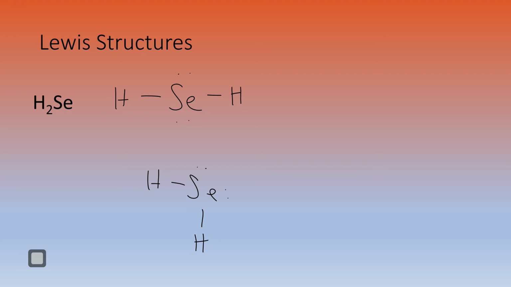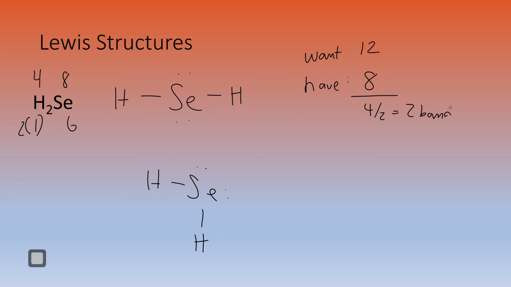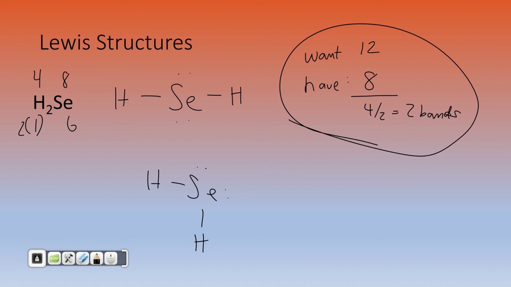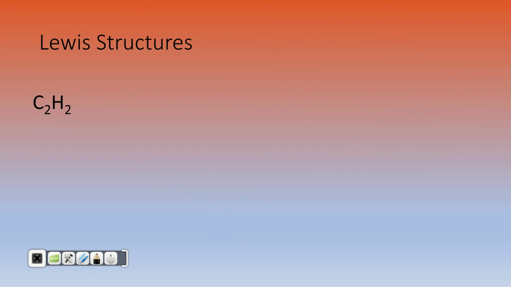Okay? And again, I'll show you the have and want again. I have hydrogen, each has 1, so 2 times 1, and selenium has 6, so I have 8. I want: this would want 8, and these would total 4, so 12. And so 12 minus 8 is 4, divided by 2, 2 bonds. So again, this is a method if it's necessary, which it will be in some cases. We will get to more difficult ones along the way.